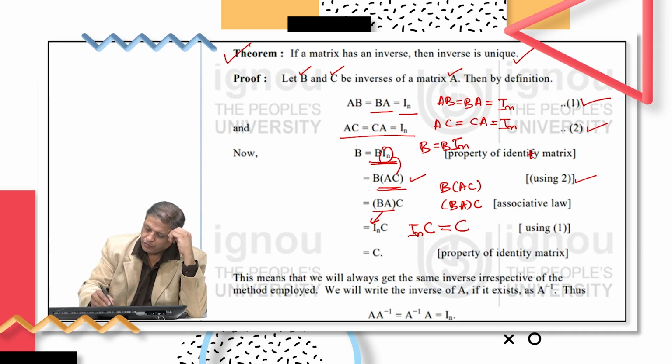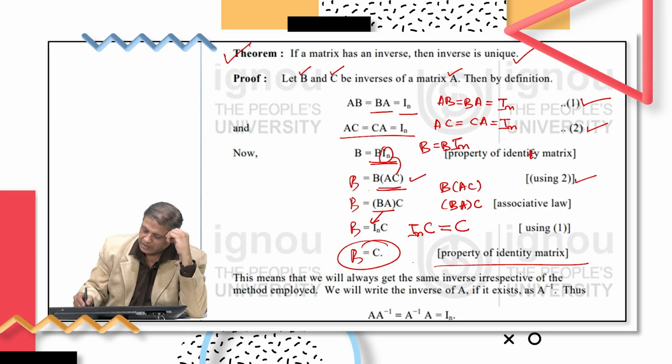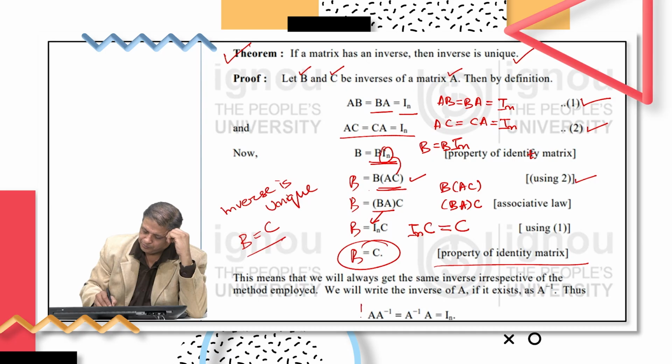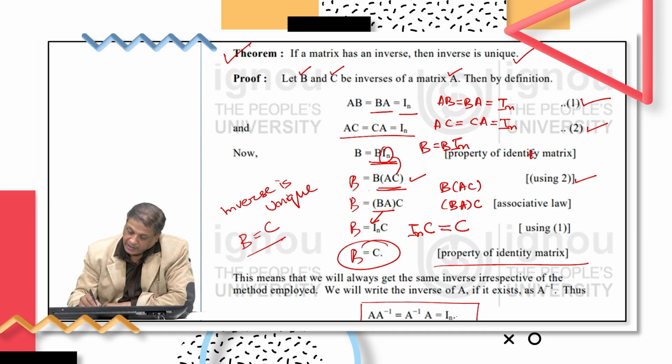So B is equal to this, and this is equal to C, so B is equal to C. That means both B and C are the same, which means the inverse is unique. That's why A into A inverse is equal to A inverse into A, which is equal to an identity matrix. Now we use this expression to find the inverse again, and we will extend our discussion.